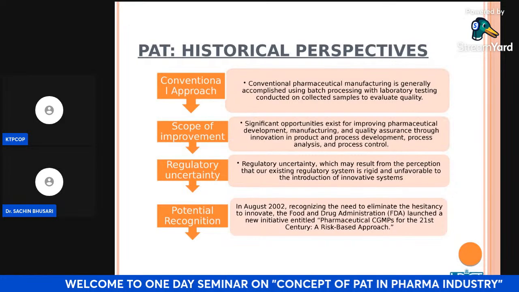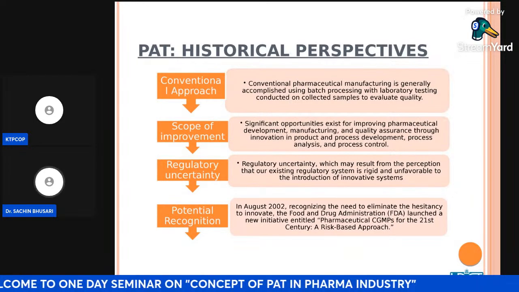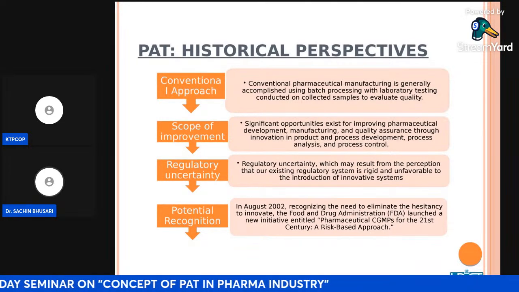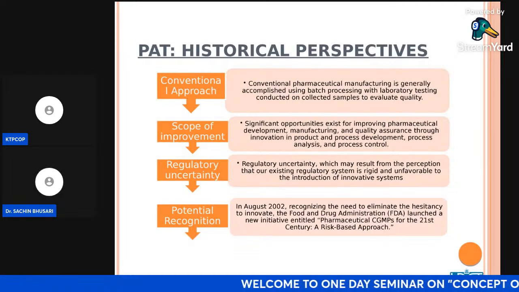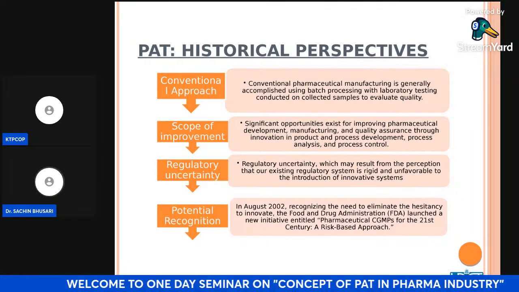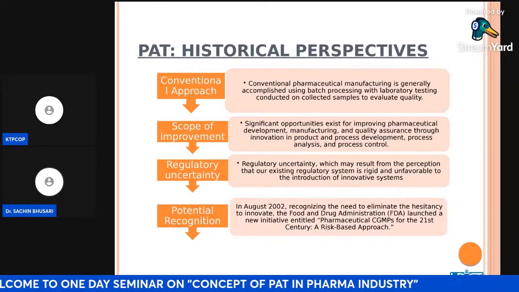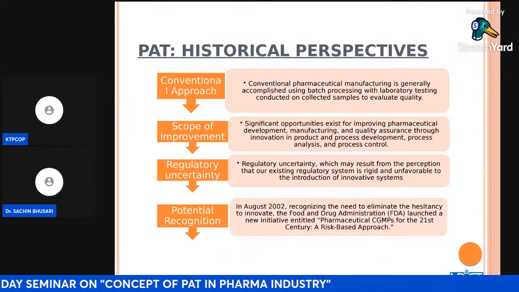Now, yes, we do understand what PAT is, classically how to define PAT, and what the full forms of PAT are. But it becomes necessary to understand some of the historical perspectives of PAT also: how it came into picture, what was the reason, what was the need, and how it got developed.